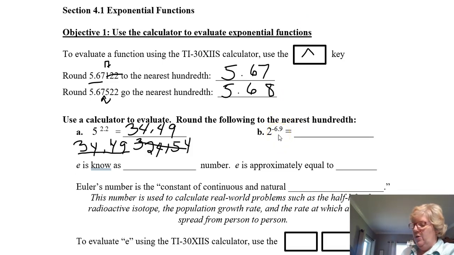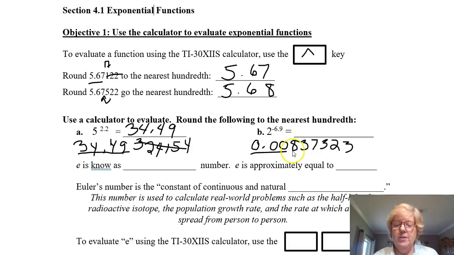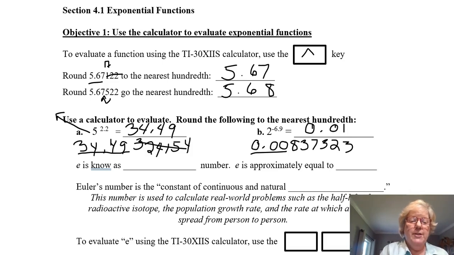Now let's go ahead and try the next example. 2 raised to the exponent of negative 6.9. This time I get the answer of 0.0083733. I want to round that to the nearest hundredth, and I notice in the third decimal place there's an 8, so I need to round up. So my 0.00 goes up to 0.01, rounds up.